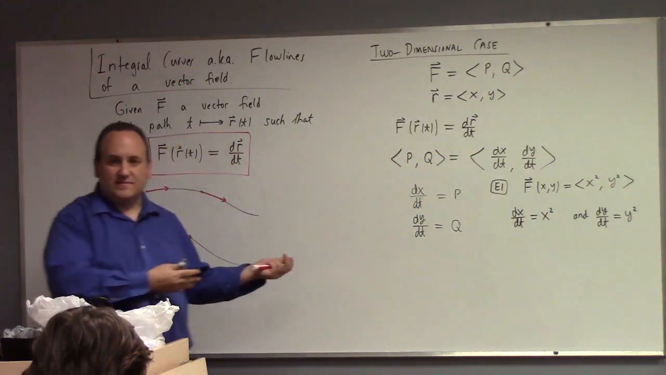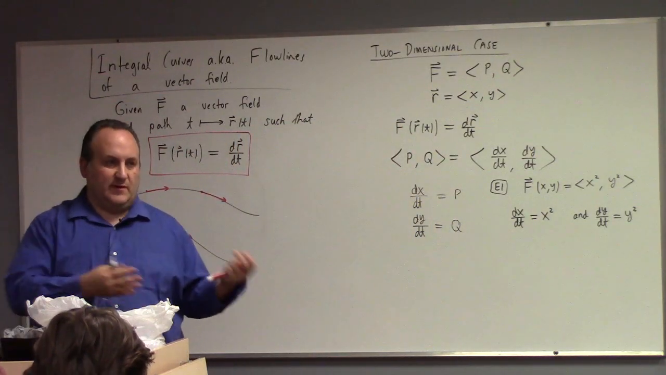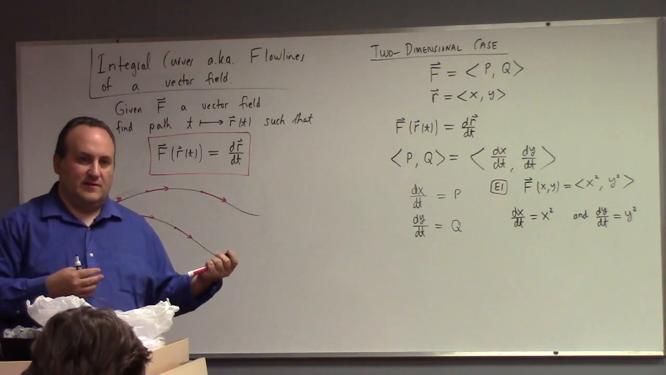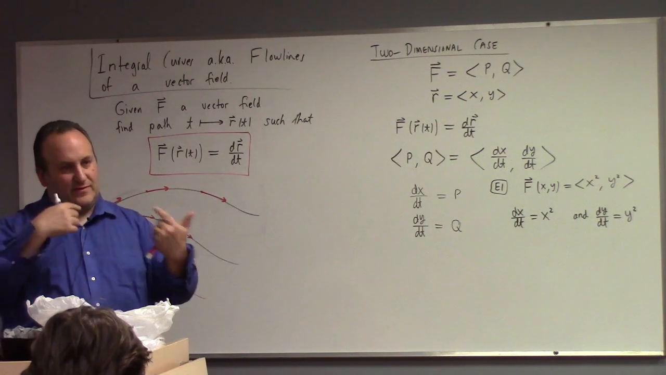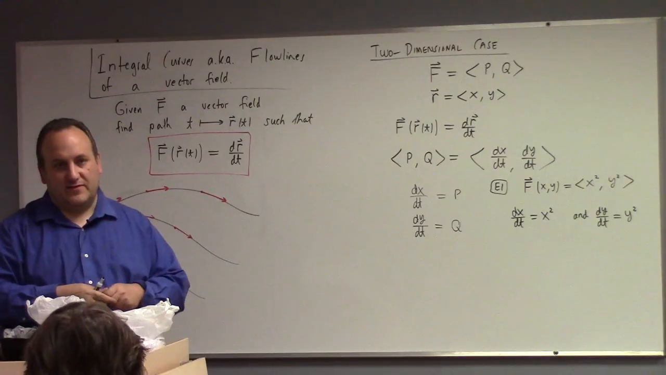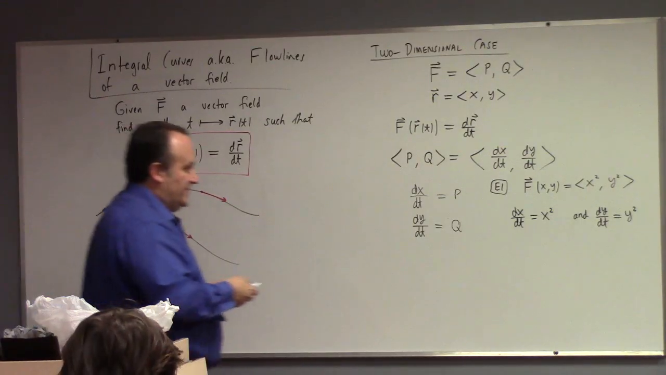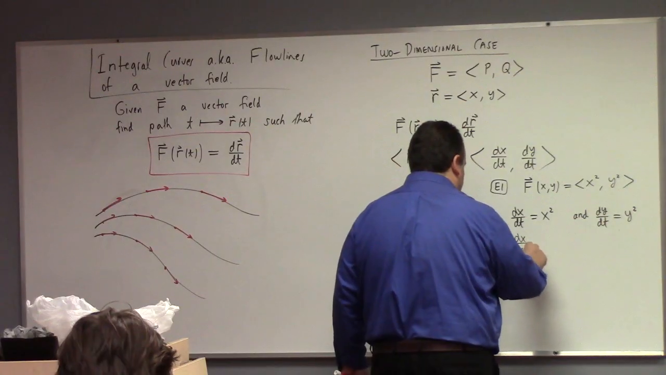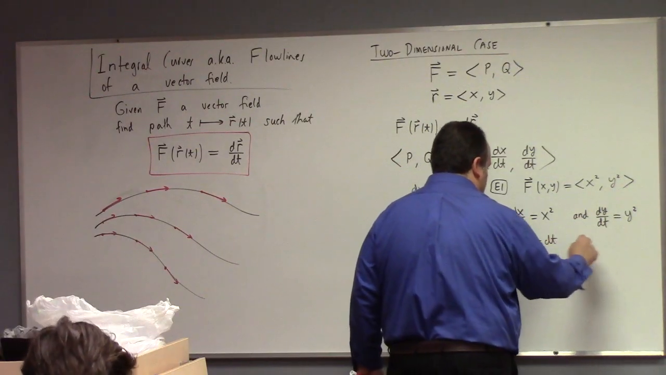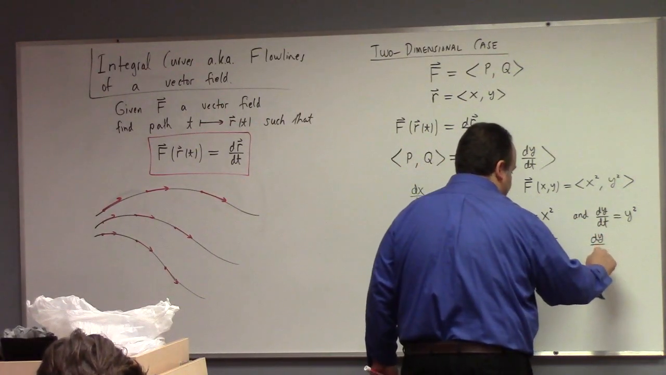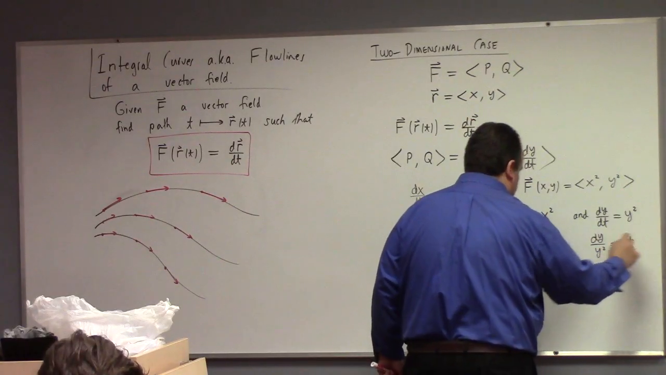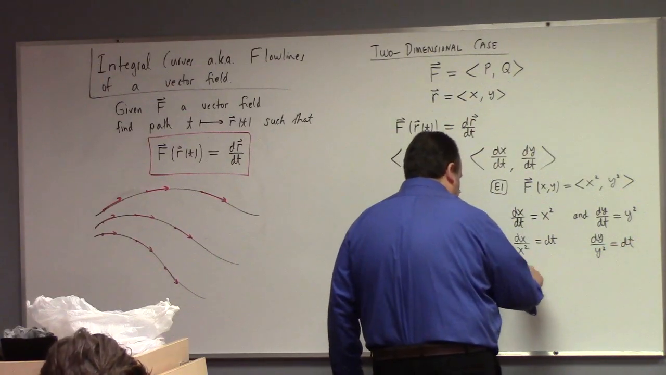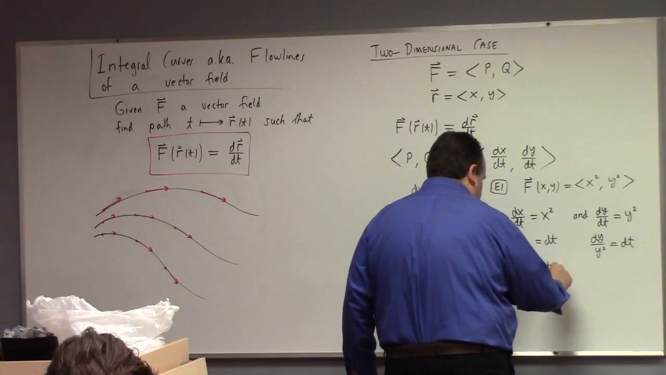But we can solve these. Because while this is a system of differential equations, they're not intertwined. There's no intertwining of x and y here. You can solve each one of them on their lonesome. Separation of variables: you get dx over x squared equals dt, and dy over y squared equals dt. And so lo and behold, we get minus 1 over x is equal to t plus c1.